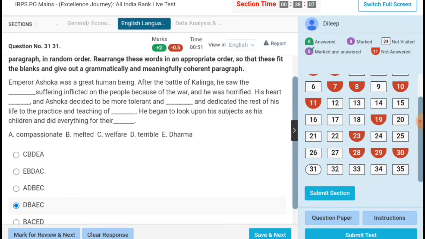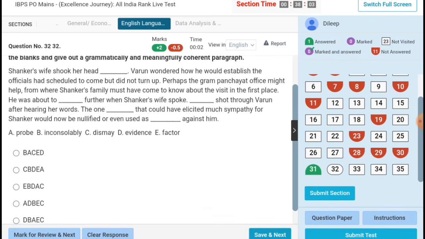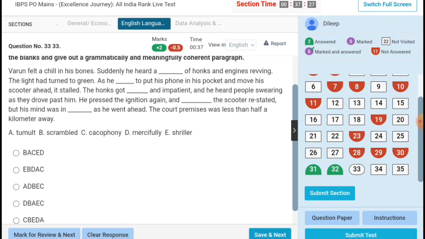Shankar's wife shook her head. Varun owned. He was about to go further when Shankar's wife spoke. After hearing her words, Varun felt a chill in his bones. Suddenly he heard a cacophony. See?